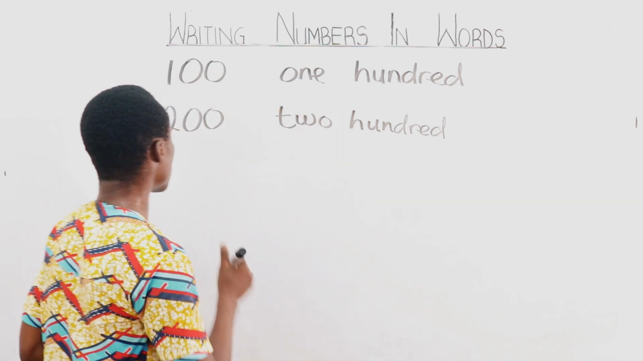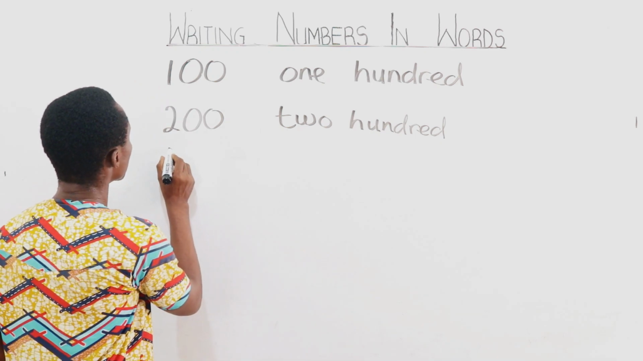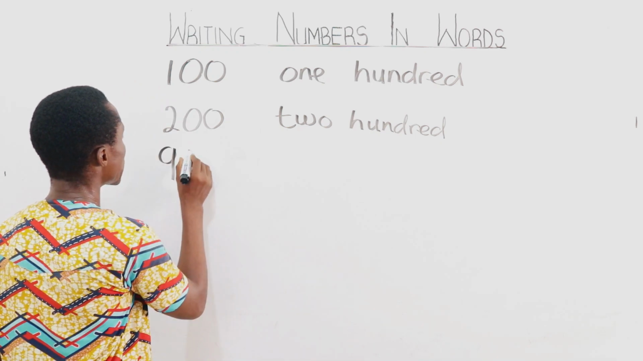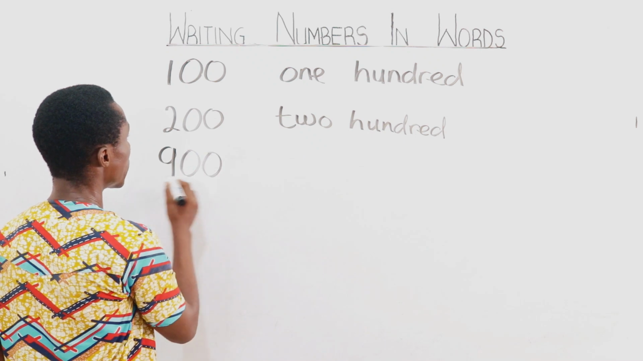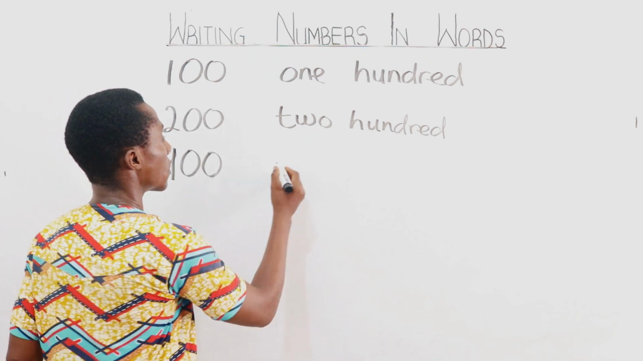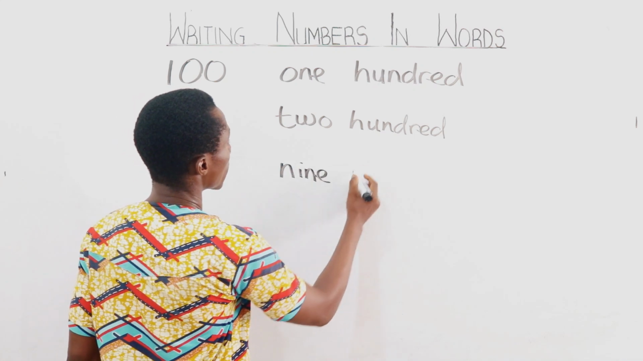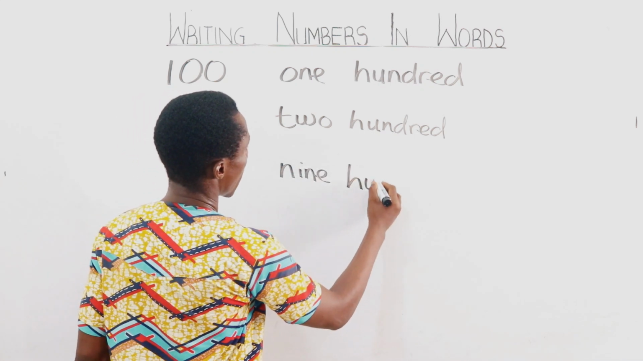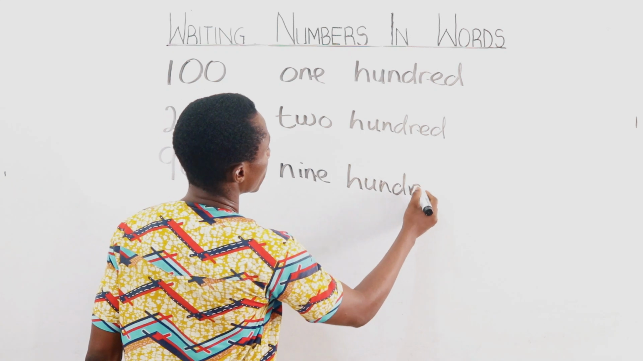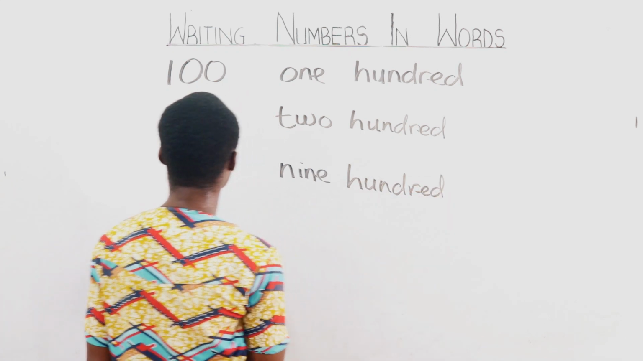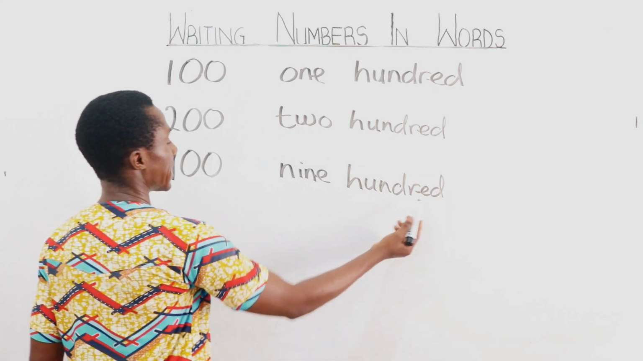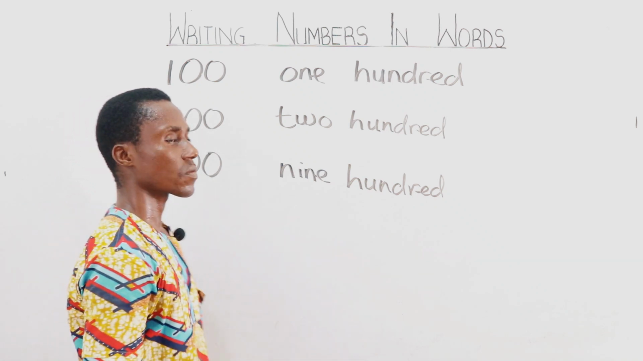Let's look at the last 100. So we have 900, which is the last 100. We write 9, and then we add 100, and that gives us 900 in words.